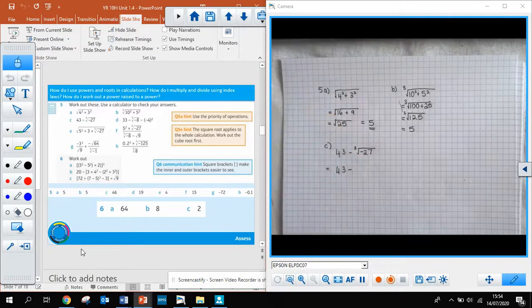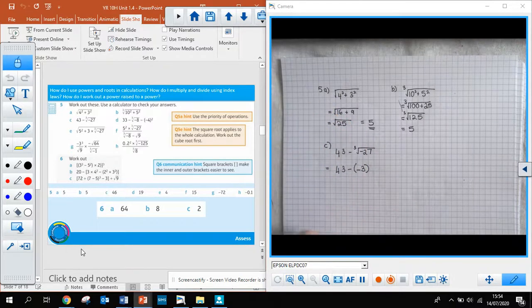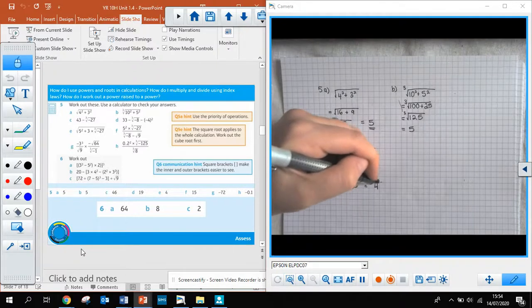Find the cube root of minus 27. That should be negative 3, and I'm going to put that in brackets. The reason why I put it in brackets is so that you make sure you see the signs of minus. We've got 43 minus minus 3. A minus and a minus next to each other like that create a plus. So actually it's 43 plus 3, which is 46.